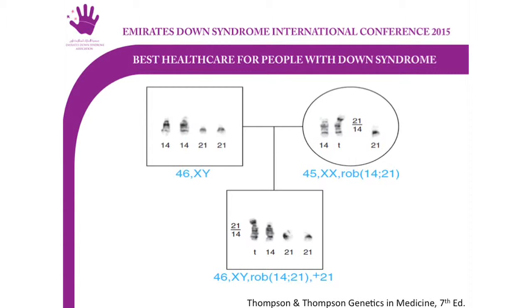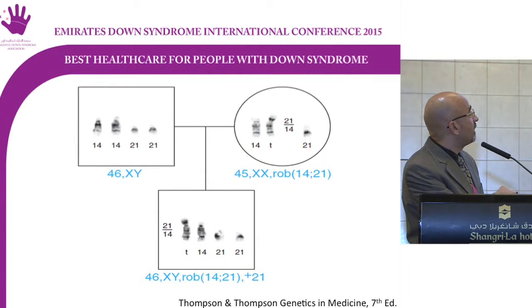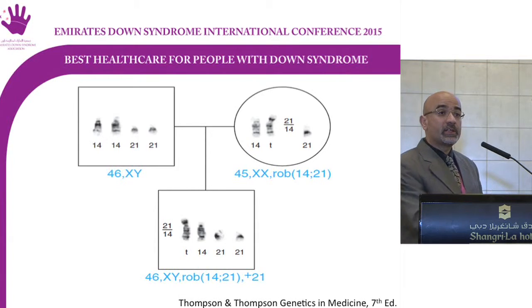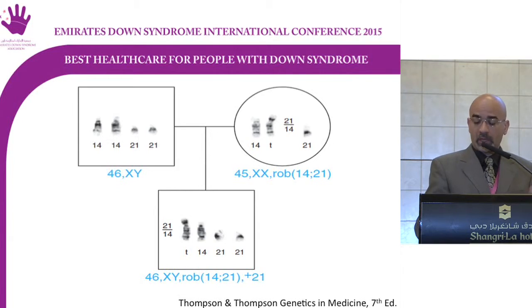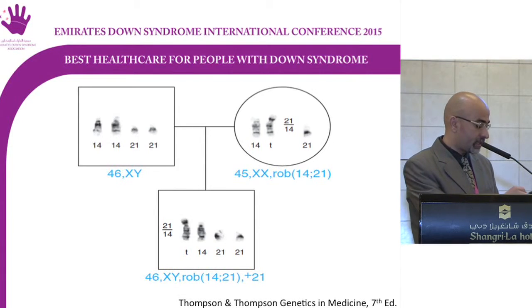Now, the offspring will get 14 and 21 from the father, and if the offspring took this translocated chromosome and 21, then by count, they are 46 chromosomes, but there is an extra chromosome 21 here attached to chromosome 14. So we have 14-21, 21, and this is the third 21. So the child will have the classic picture of trisomy 21, or Down syndrome, due to Robertsonian translocation.